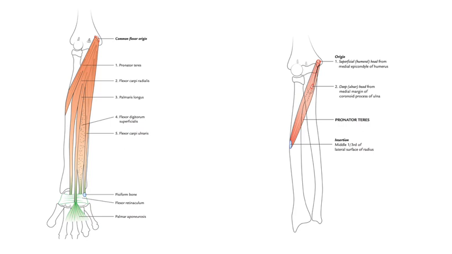Pronator teres. Pronator teres is a small muscle, if you can see here, and it is actually forming the medial boundary of the cubital fossa. It originates by two heads, the humeral head, which is from the common origin, and there is a deep head, also known as the ulnar head, from the coronoid process of the ulna. Insertion is into the middle one third of the lateral surface of the radius.